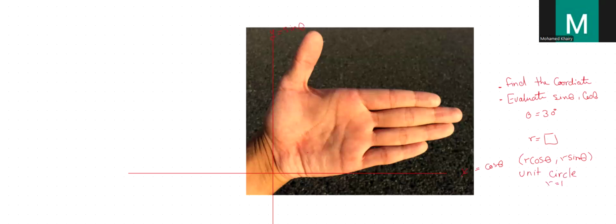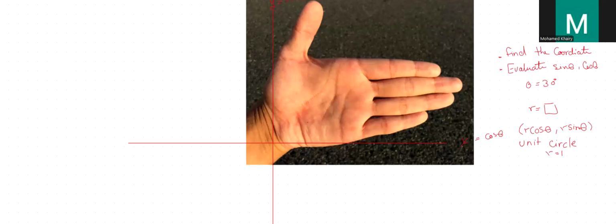Based on this, the coordinate will be r, which is here 1, so it's going to be cosine theta and sine theta. So pay attention. If the question gives you the measurement of the radius, take it into your consideration. If he didn't give you any information, you are going to consider it as a unit circle, that means r equals 1. Then x will be cosine theta, and y will be sine theta.